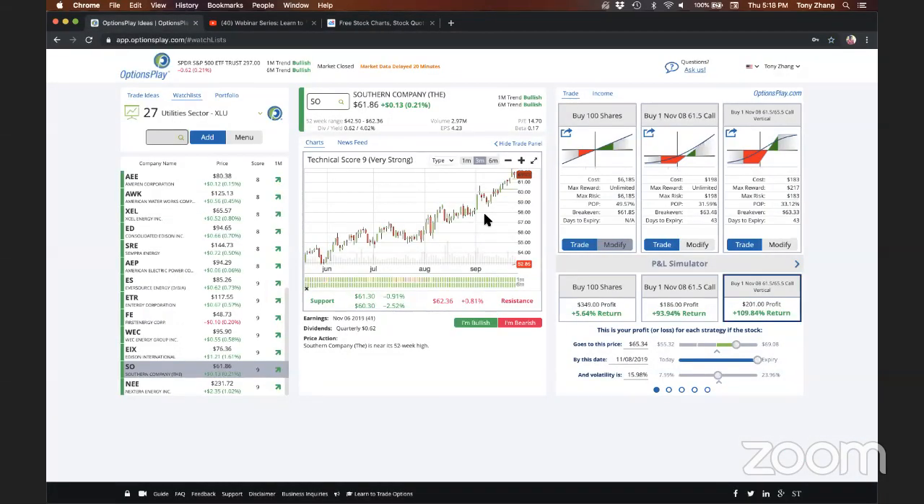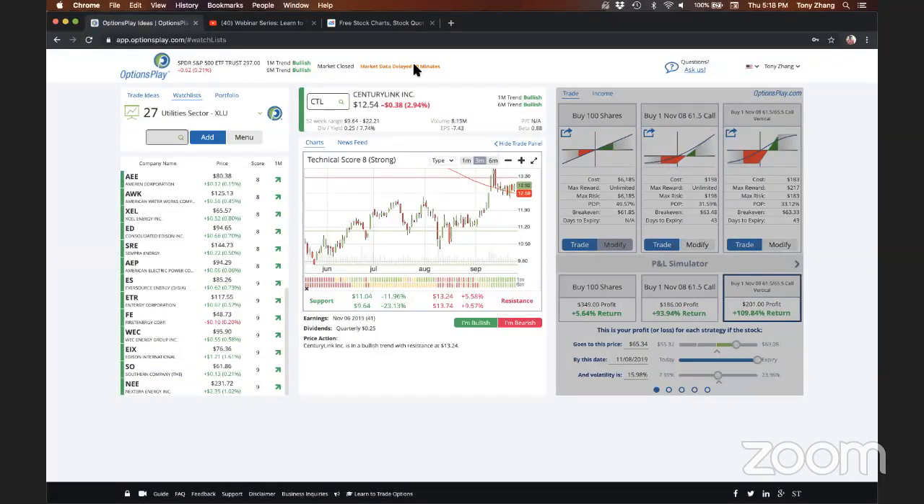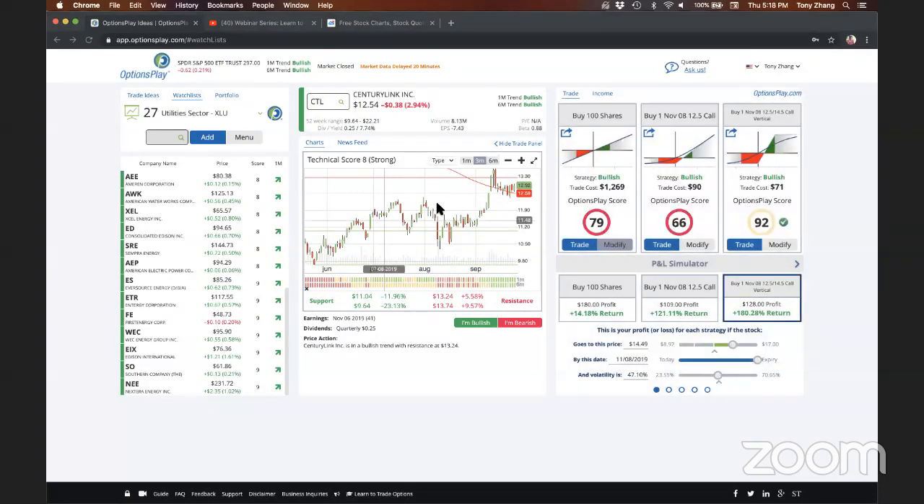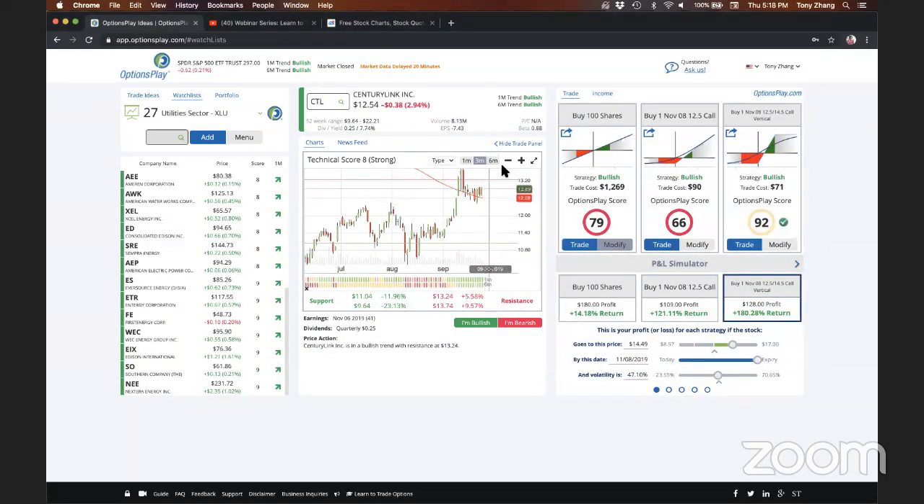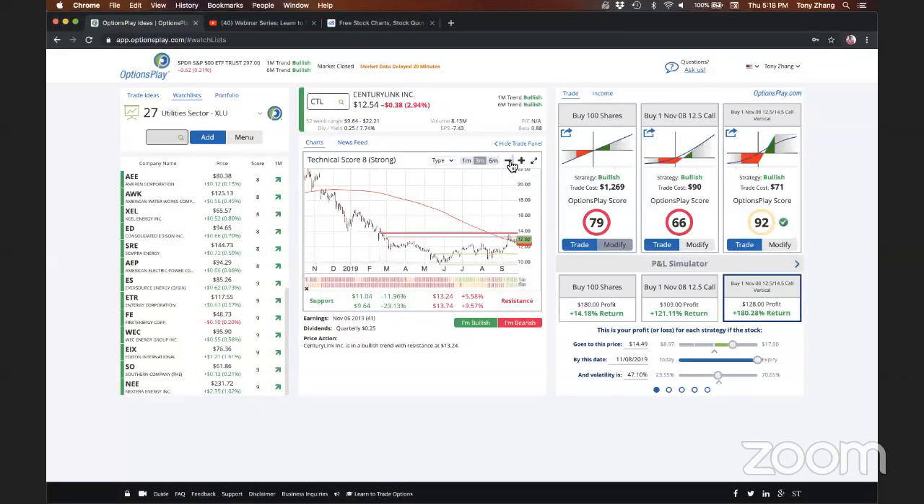Wayne is asking, on the options play daily today, a CenturyLink debit spread was offered. Would a credit spread also be an option? So you can use a credit spread, but a credit spread, again, is used to defend a level. It's not very good at taking advantage of a bullish view.